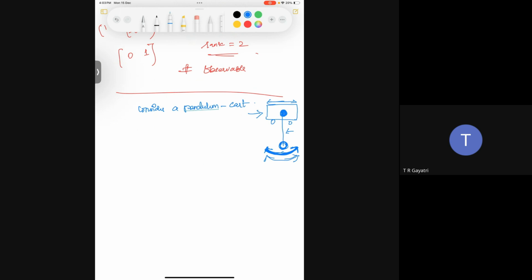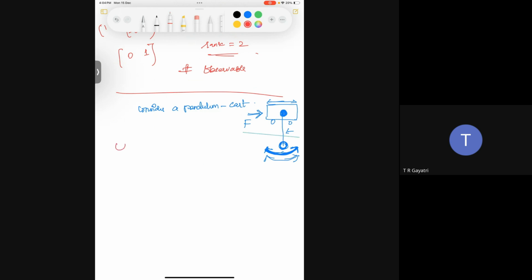Instead of using a battery, I'm going to use a force by my hand. I'm going to push the cart so that the cart will go front and back. And based on that, my pendulum is going to oscillate here and there. So this is the nature of the system. I'm giving it to you.